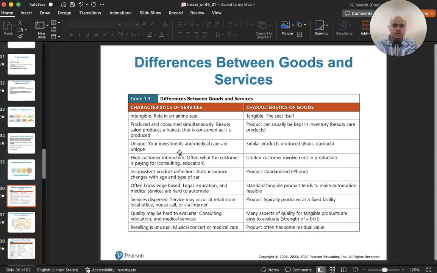You buy an iPhone, you use it for 3 years, you don't want to use it anymore, you want to get the latest iPhone, you can sell the iPhone. Somebody else can buy the iPhone and use it, right? So goods and services have different characteristics, and it's important to know the difference.